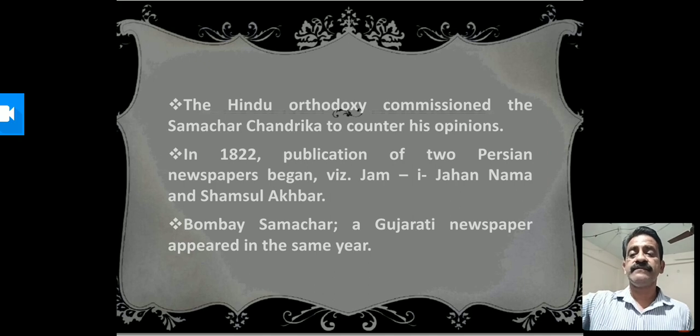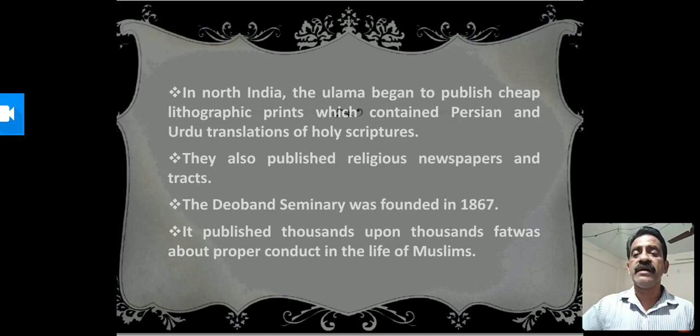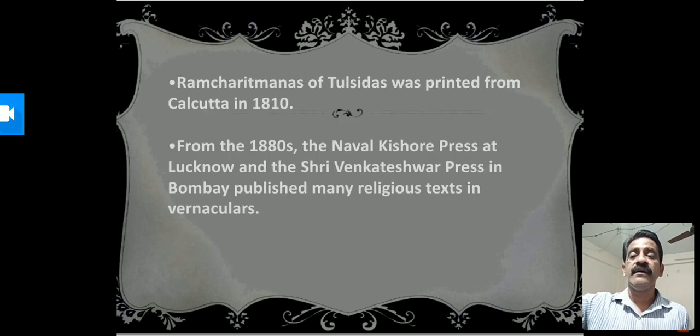In North India, the ulama began to publish cheap lithographic prints which contained Persian and Urdu translations of holy scriptures. They also published religious newspapers and tracts. The Deoband Seminary was founded in 1867. It published thousands upon thousands of fatwas about proper conduct in the life of Muslims.